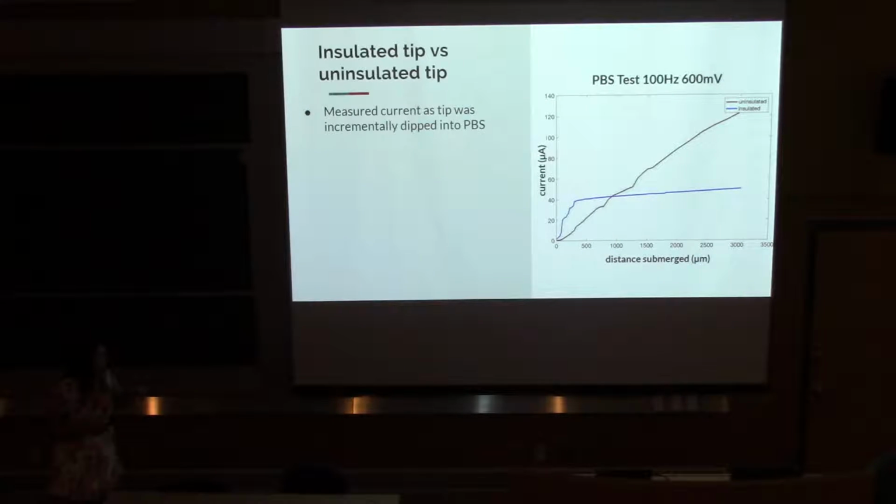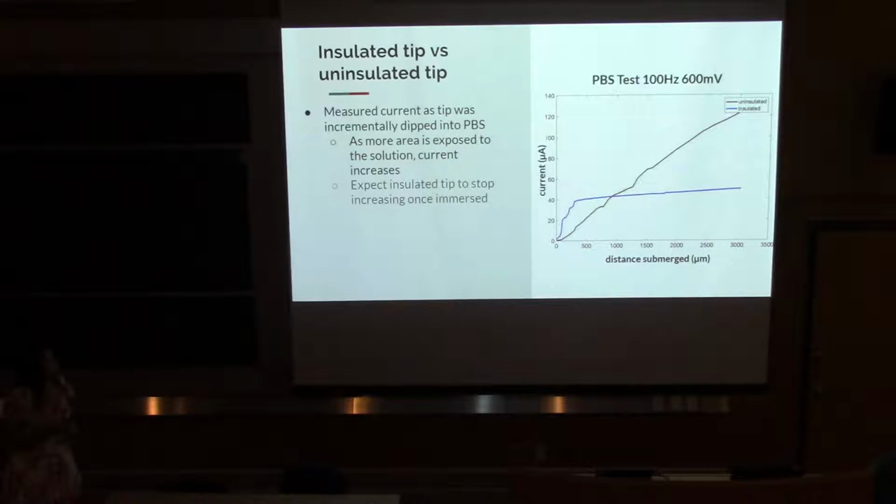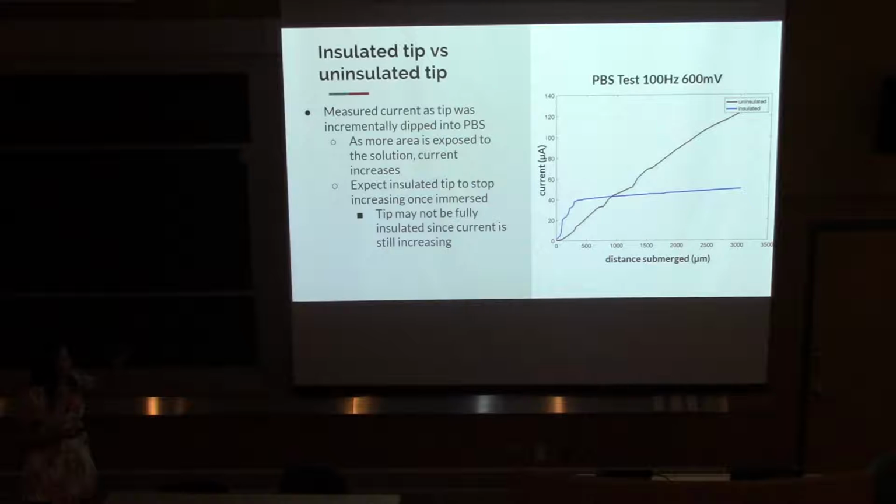So in this graph, which is plotted distance submerged versus current, we can see that for the uninsulated tip, as more area is exposed to the solution, so as the tip is dipped deeper and deeper into the solution, current actually increases. Now what we would expect for the insulated tip is for, once the tip is immersed, current to stop increasing. However, what we observed is a slight increase in current, meaning that the tip may not be fully insulated since current is still leaking through.